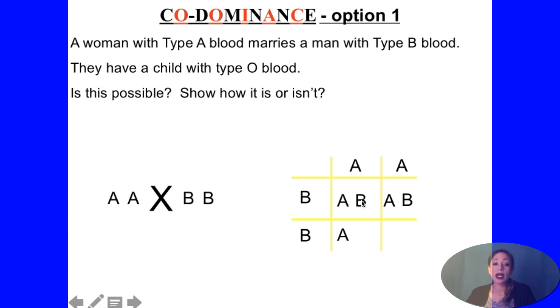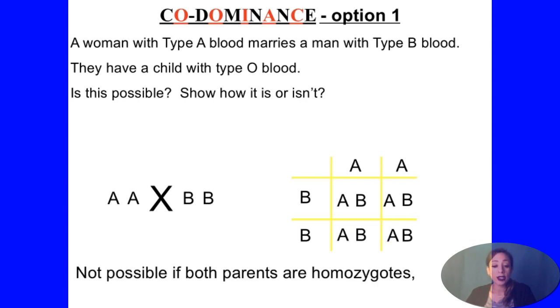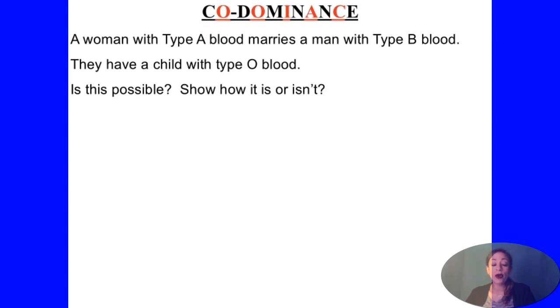So right here we have AB blood type, AB blood type, AB blood type, AB blood type. So guess what? That child who is supposedly type O, this won't work. This scenario right here will not work for them. So let's go ahead and try the other scenario. Let's put the mom right here as an O.